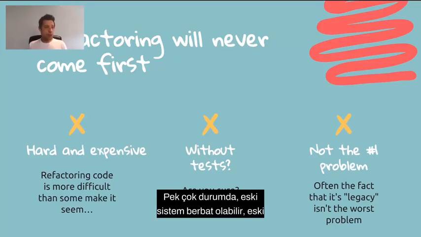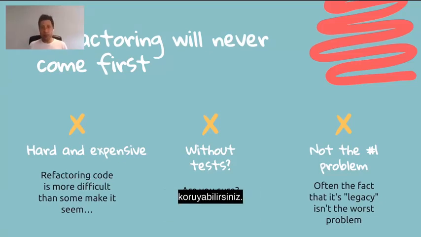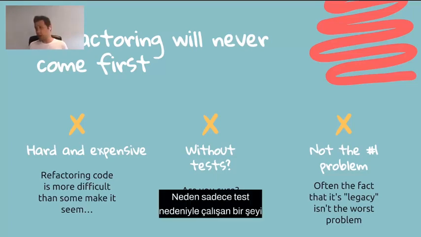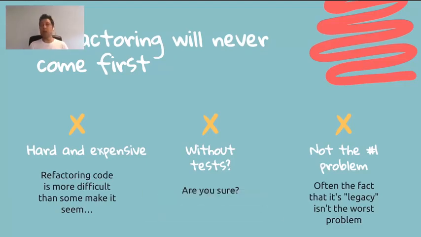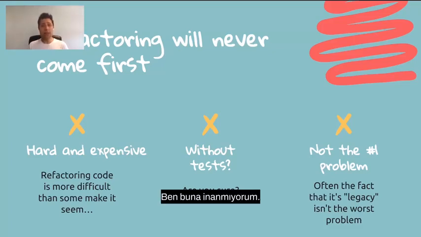In a lot of cases, the legacy system might suck, might have old decisions, but you can still maintain it. It still pays our bills. Why would you refactor something that is working just because of testing? I don't think that's a proper reason, right? So this idea that refactoring will come first, I don't believe in that.